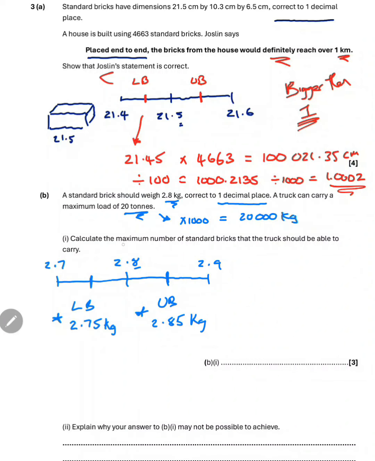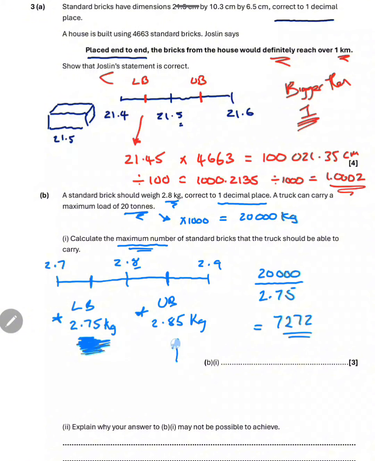If I want the maximum amount of bricks, then I've got to start with my 20,000. And if I want the biggest possible answer, I need to divide by the smallest possible number. Okay, so I'm going to divide by 2.75. And again, I'm going to whack that into a calculator. And we get 7,272 bricks. It is point something, but I want the maximum, and you can't carry 0.7 of a brick. If you did 20,000 divided by this, because you're dividing by a bigger number, I promise you, you'll get a smaller answer than this, and we want the maximum number of bricks we can carry.